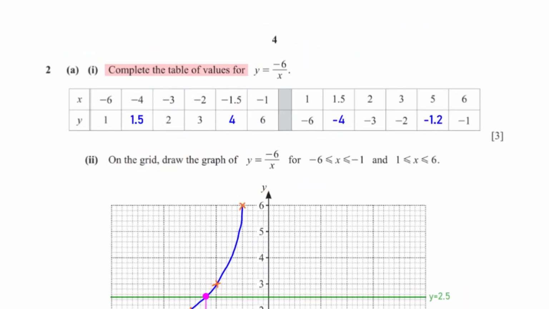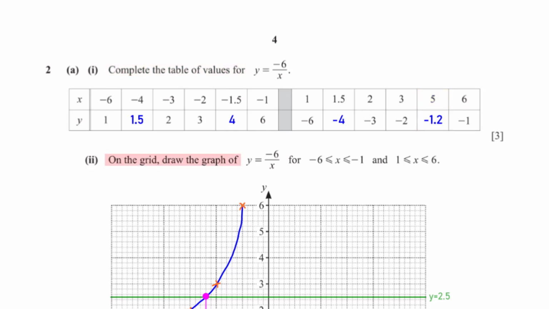Complete the table of values for y equals -6/x. When we plug in x equals -4 into the equation, we get y equals 1.5. For x equals -1.5, we get y equals 4. For x equals 1.5, we get y equals -4. And for x equals 5, we get y equals -1.2.